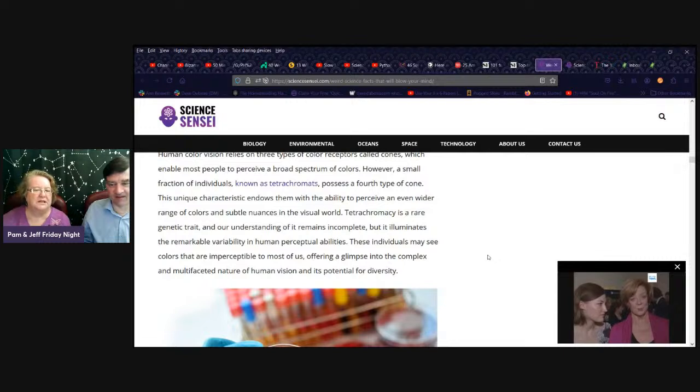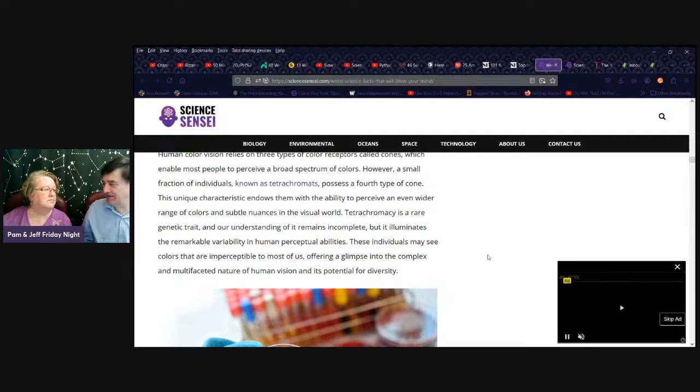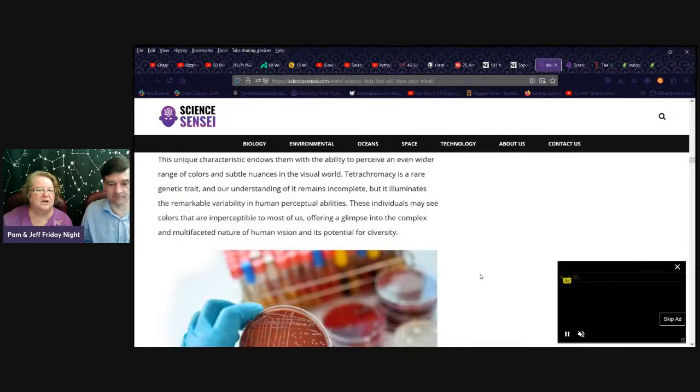human perceptual abilities. Well, and it's very likely that it's sex linked, because I can't imagine men having it, because, you know, a guy looks at something and he says it's blue, and then there's a couple women. Is it robin's egg blue, or, oh, for crying out loud, it's blue. So it's fascinating, though, because it says here they may see colors that are imperceptible to most of us, offering a glimpse into the complex and multifaceted nature of human vision.